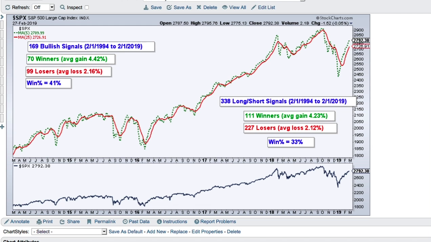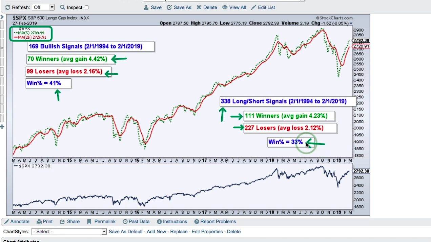So this is the 5-day, 25-day moving average cross, the first one I showed you here. And there we have the 41% win rate there. The average gain was 4.42 and the average loss was 2.16. And if we add shorts, of course, we get double as many trades, 338 trades. You can see we have 111 winners and twice as many losers. So your winning percentage drops to 33%.